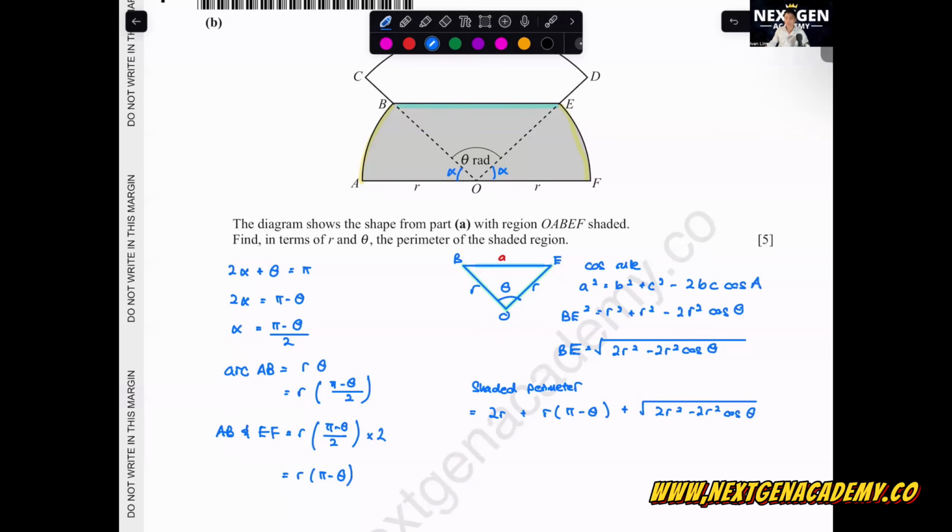Okay, the answer looks a bit funny, right? This one will make you doubt a bit. Don't need to be scared. I think this is quite short steps for 5 marks. We just need to put everything into the formula.